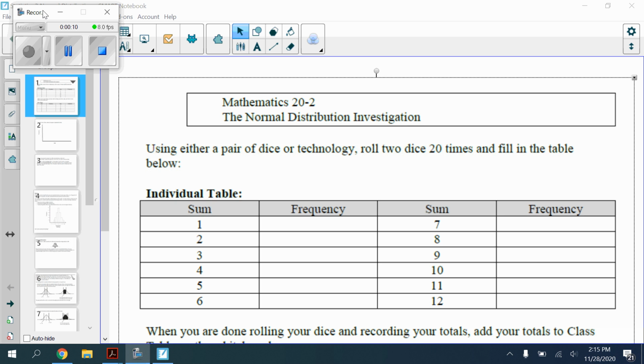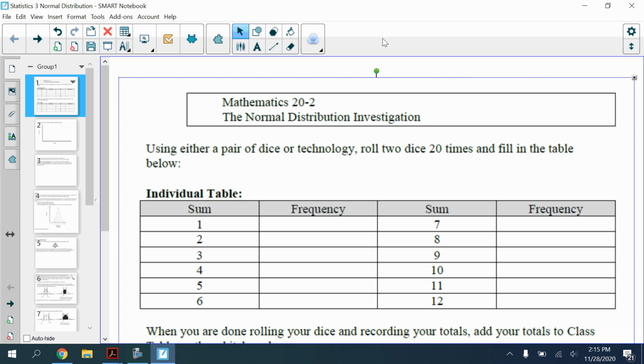So the first page of this says the normal distribution investigation. Usually we do this all together, where I have a whole bunch of dice and we sit and roll them. But I'm not going to ask you to recruit dice from your house. I have a technology way of doing this. Usually I tell you to roll your dice 20 times or 50 times and fill in the table for the sum of it.